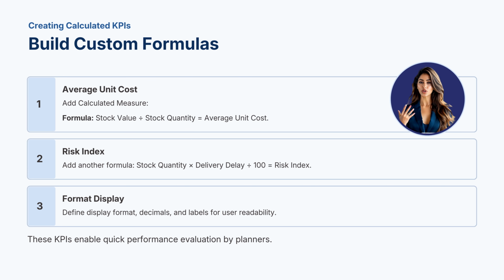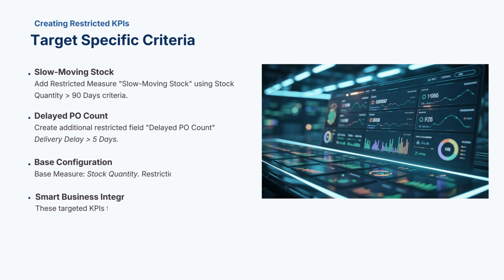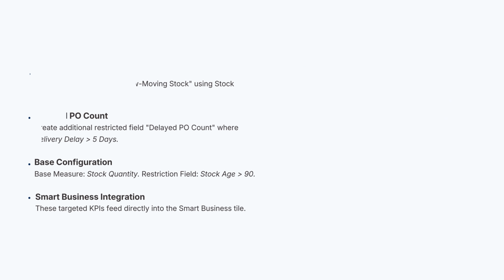Powerful insight for planners. Creating restricted KPIs, add a restricted measure, slow-moving stock, where stock age is greater than 90 days. Base measure, stock quantity. Add another restricted KPI, delayed PO count, where delivery delay is greater than 5 days. These indicators will power dashboard alerts and exam questions on KPI configuration.